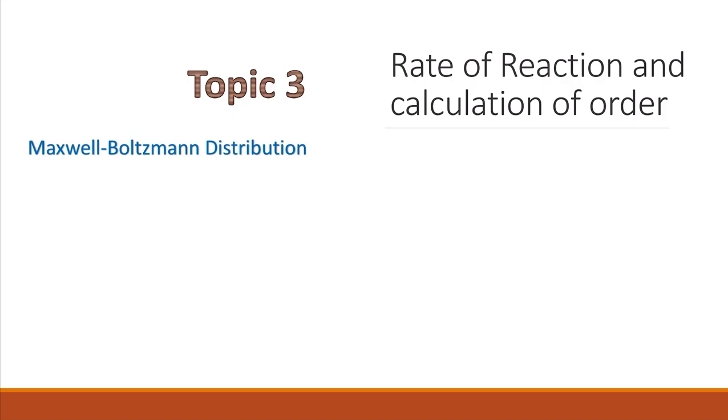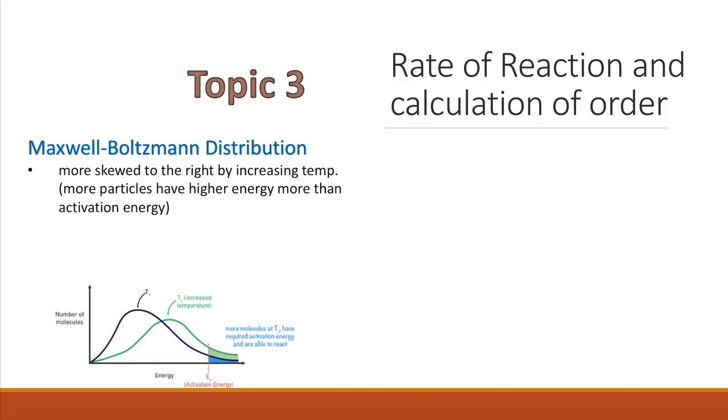So one of the very common topics that will feature in your exam is the rate of reaction and calculation of the order of the reaction in relation to the different reactants. So first of all, let's go through the Maxwell-Boltzmann distribution. The Maxwell-Boltzmann distribution shows you the number of molecules and the energy of the different molecules during the reaction.